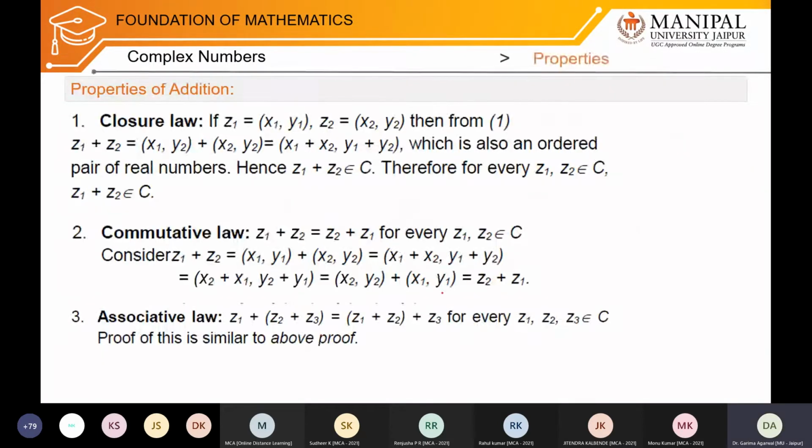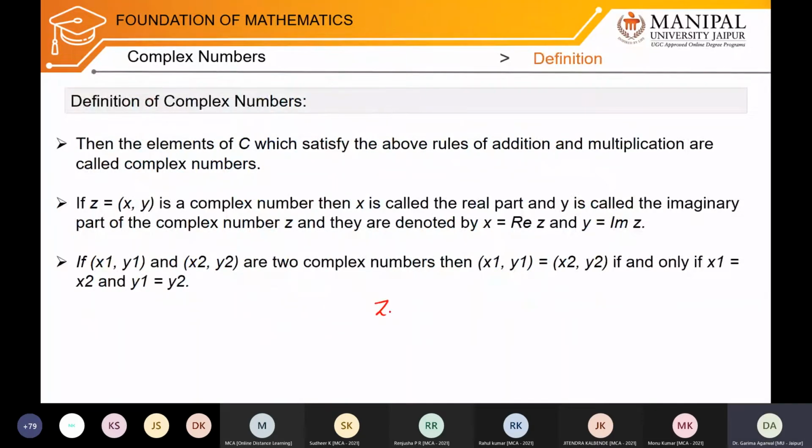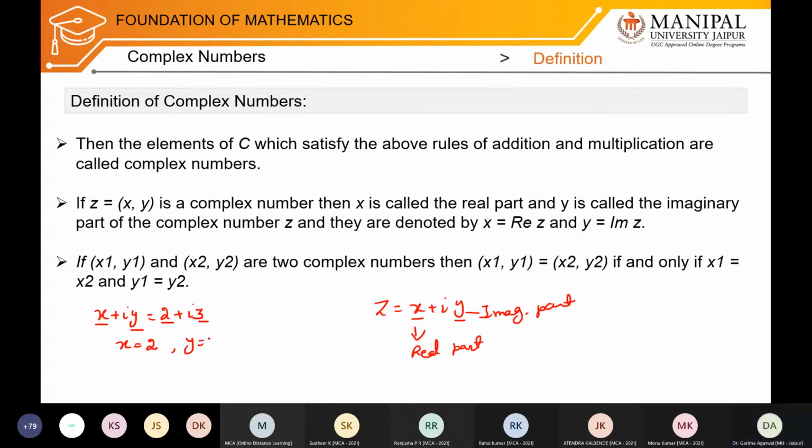In this complex number, z is equal to x plus iota y. x is known as the real part and y is known as the imaginary part, right? Clear? Let's say we have a term like x plus iota y is equal to 2 plus iota 3, that means x is equal to 2 and y is equal to 3. Am I clear? Right? This is mentioned over there.